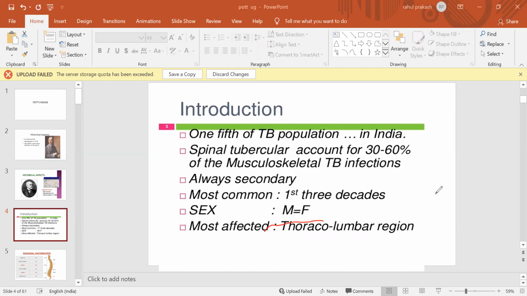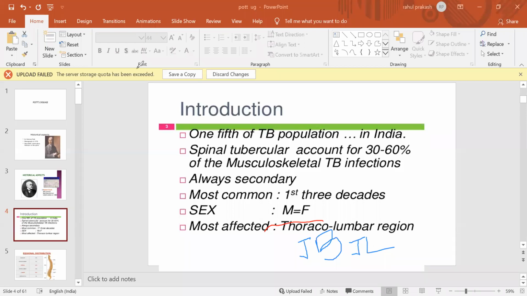You can remember it this way, as a mnemonic. TB is TL: tuberculosis is thoracolumbar.